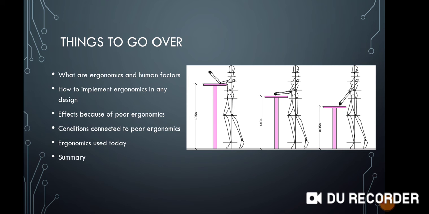Things to go over in this presentation are what ergonomics and human factors are, how to implement ergonomics in any design, effects because of poor ergonomics, conditions connected to poor ergonomics, and the ergonomics used today. And we'll be going over the summary at the very end.